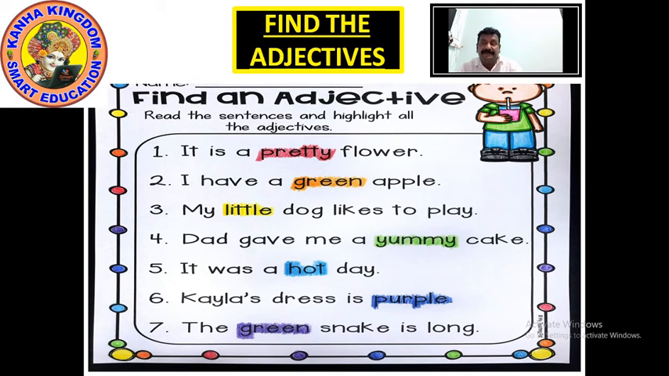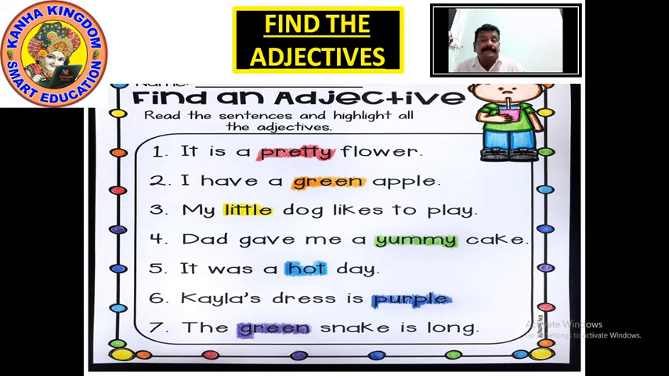Hot is an adjective. Kaila's dress is purple. Here, what is Kaila? Kaila is a noun. What is purple doing here? Purple is telling about Kaila's dress; it's describing that the dress is purple in color. The green snake is long. When you talk about the snake, green is describing more about the snake. So green is an adjective.